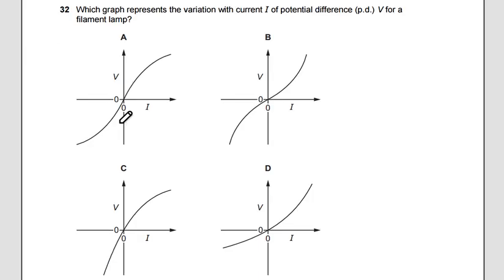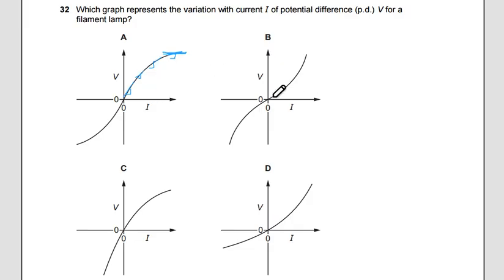which represents a filament. Filament has an increase in resistance as current increases. If we look at the first one, resistance is the slope, the gradient of this graph, and the slope of all of these lines obviously decreases, till it becomes 0 when completely horizontal. So it cannot be for a filament lamp. We need resistance to increase, not decrease.